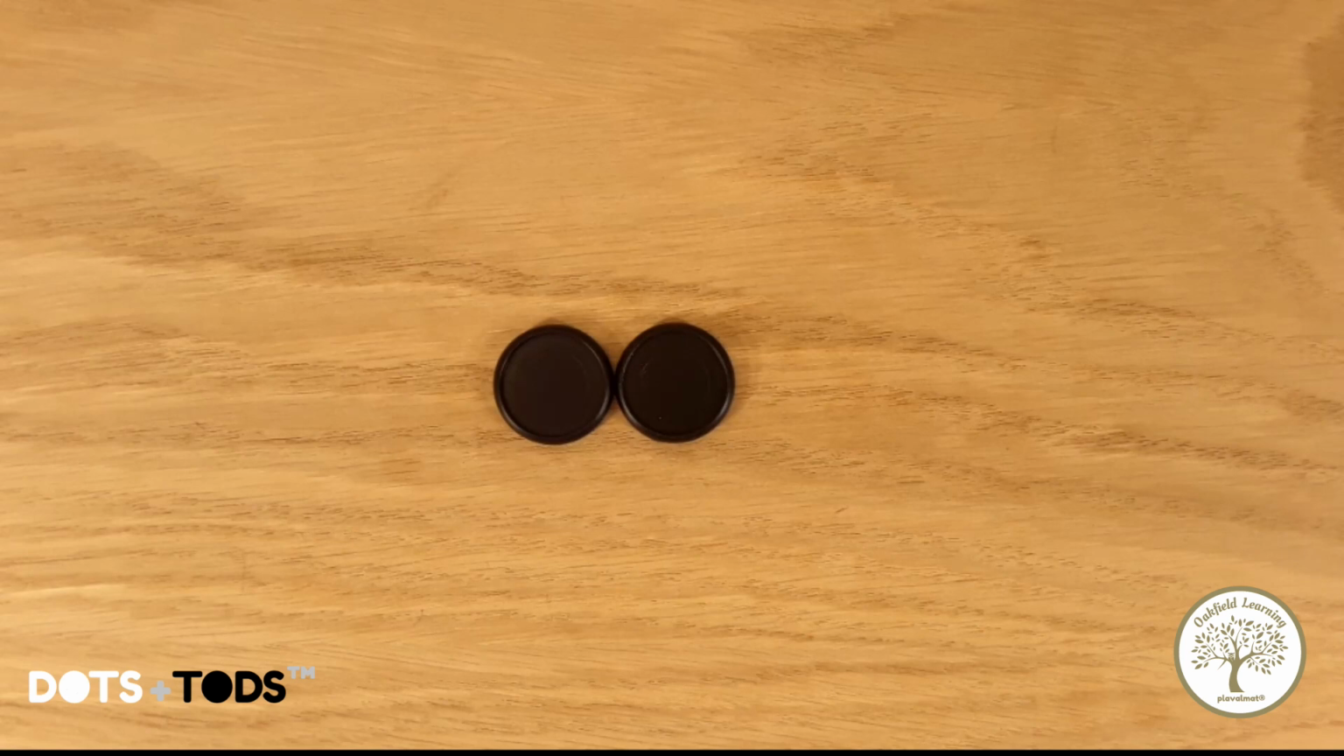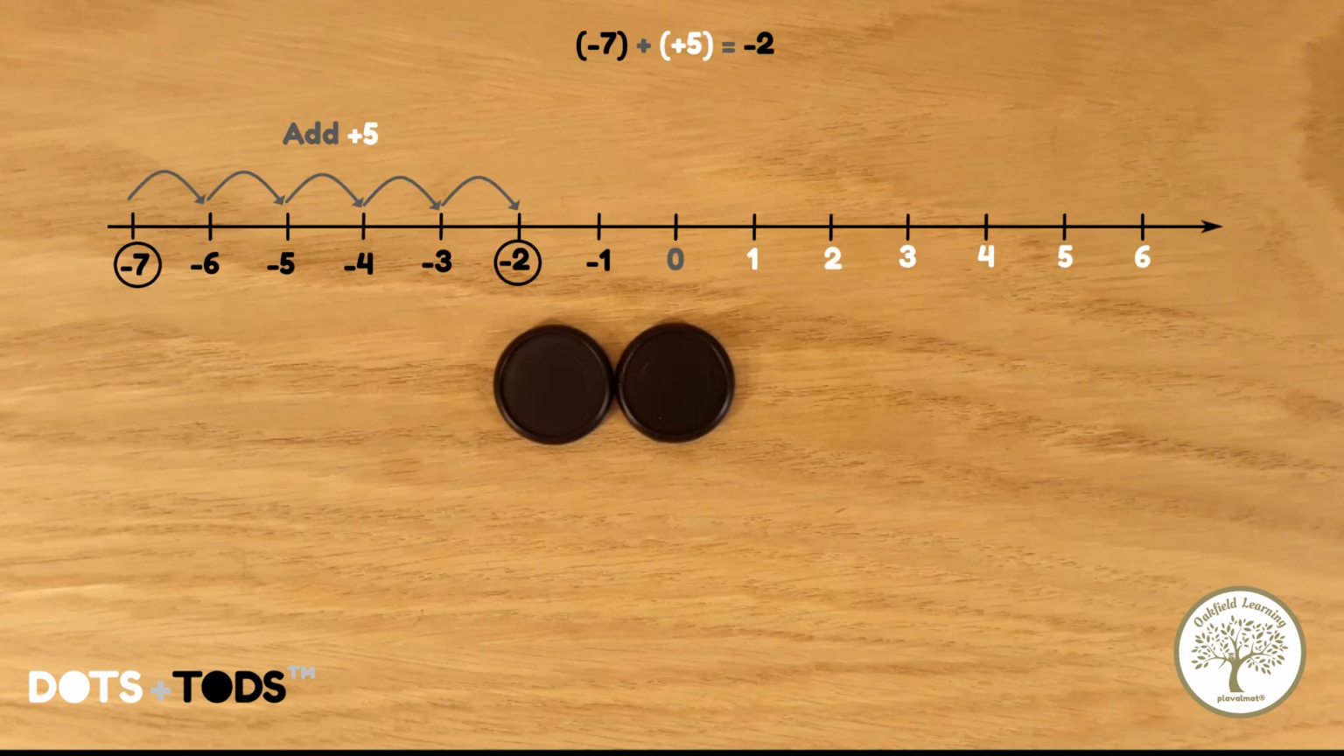We can check this using our number line to see if we get the same answer. We begin at -7, then we need to add +5. So to do this, we need to move 5 intervals to the right. We get to -2, so we do get the same result. -7 add +5 is equal to -2.